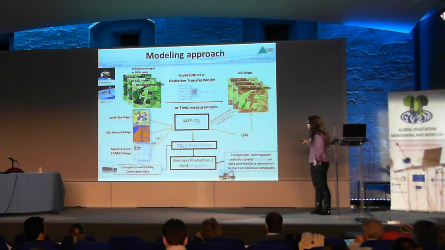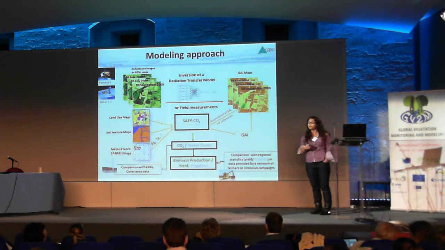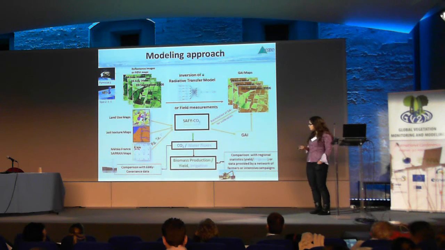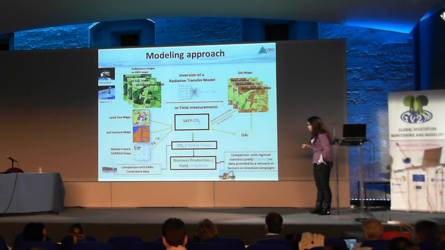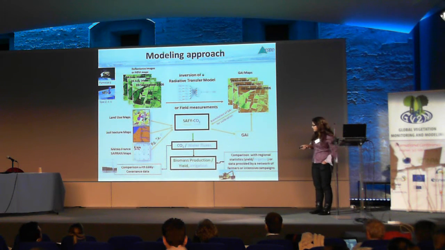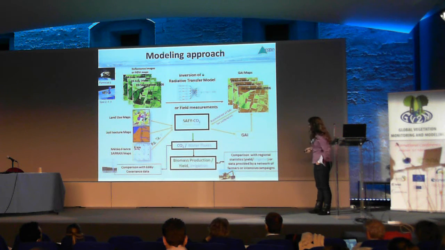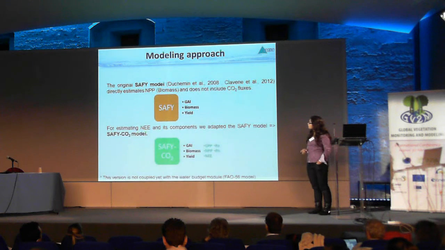So we compare the GAI profiles with the output of the model and we calibrate the phenological parameters of the Ceschia model. And then we have estimates of the CO2 fluxes and additionally water flux, and then the biomass and yield production that we compare with, as I said, the eddy covariance data or with biomass and yield statistical data.